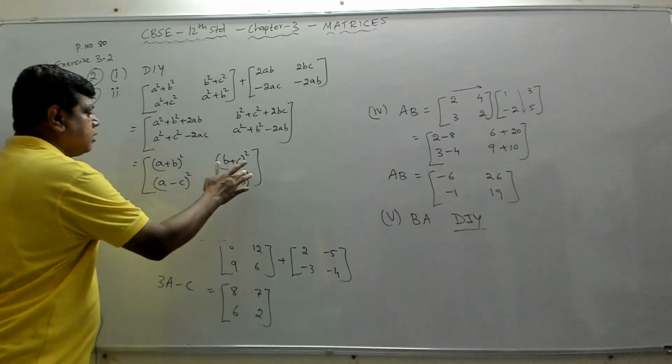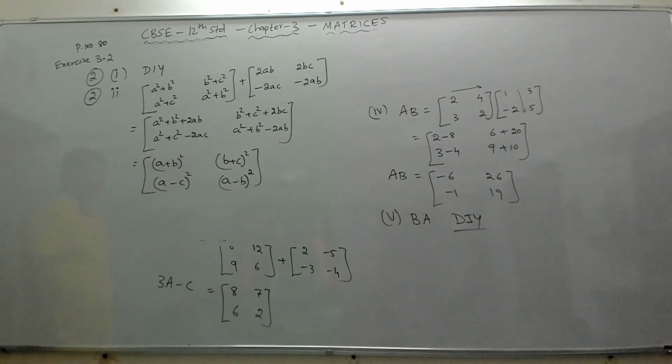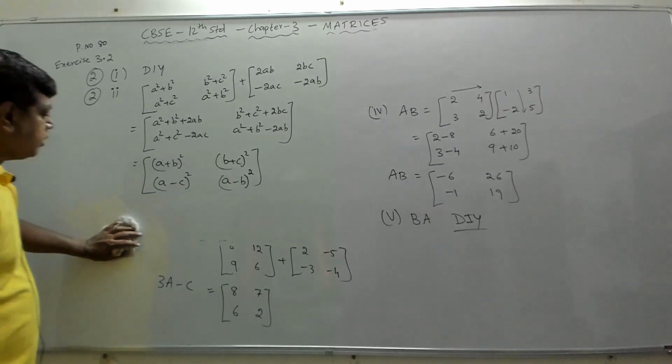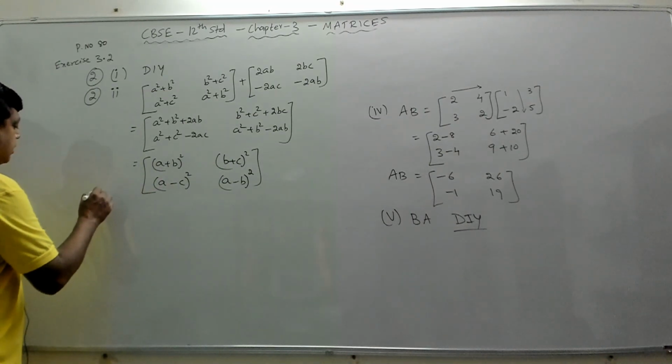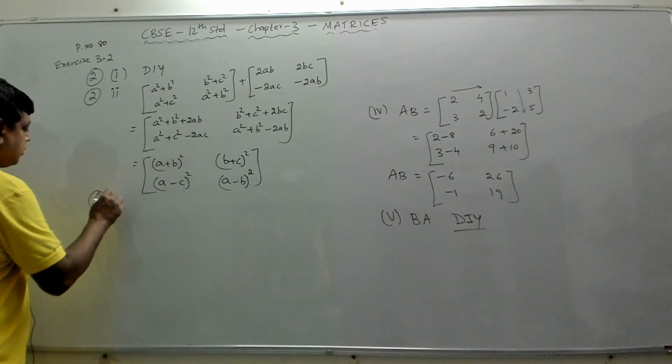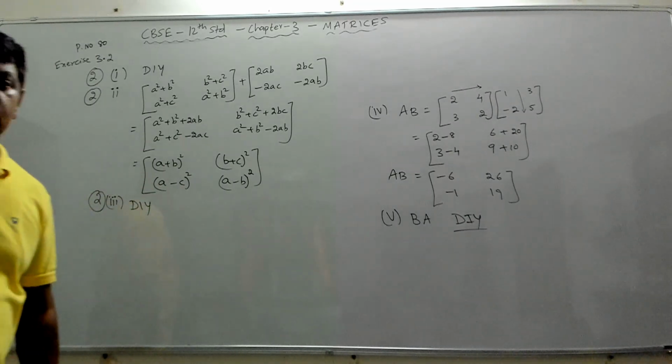A minus B the whole square. So this is the final answer if you add them. Fine. So take this, copy the notes. I will go to the next one. You can do it by yourself. So second, third, you can do it yourself. DIY, do it yourself.